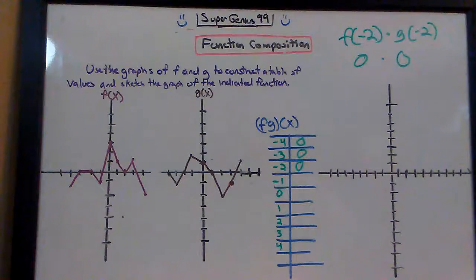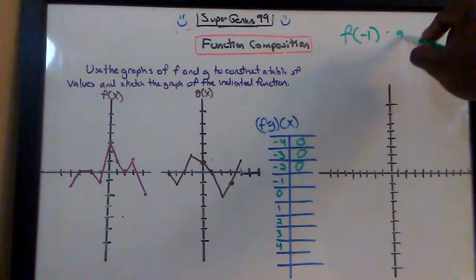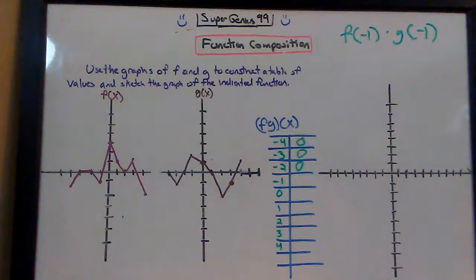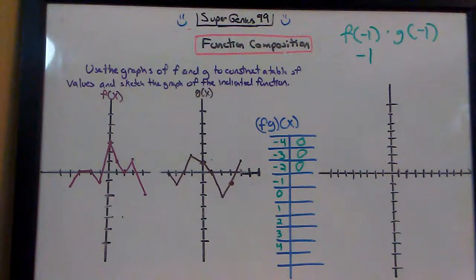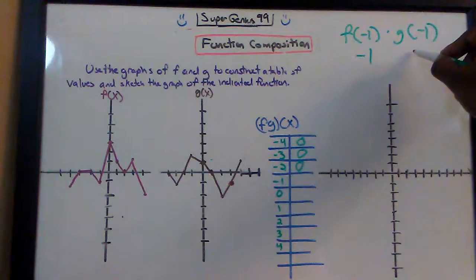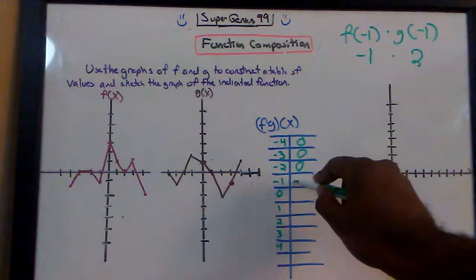Moving on, negative to positive. The product of f and g at x equals -1, which is f of -1 times g of -1. What is the corresponding y value when x is -1 in the f function? When x is -1, y is -1 in the f function. And what is the corresponding y value when x is -1 in the g function? When x is -1, y is 2 in the g function. So what is -1 times 2? -2.